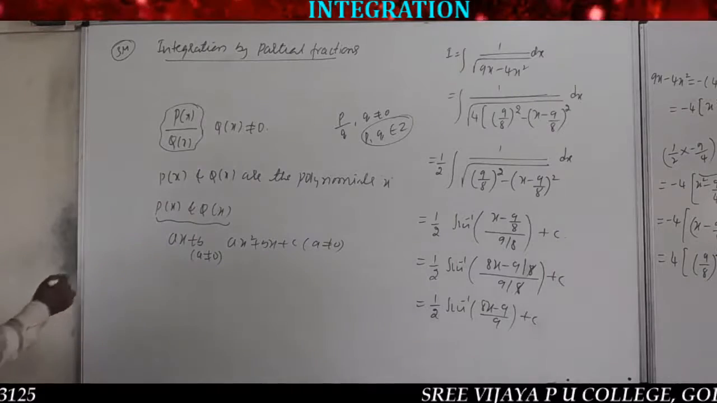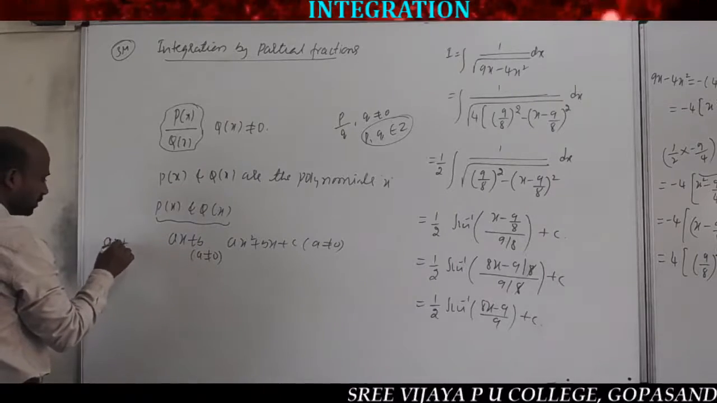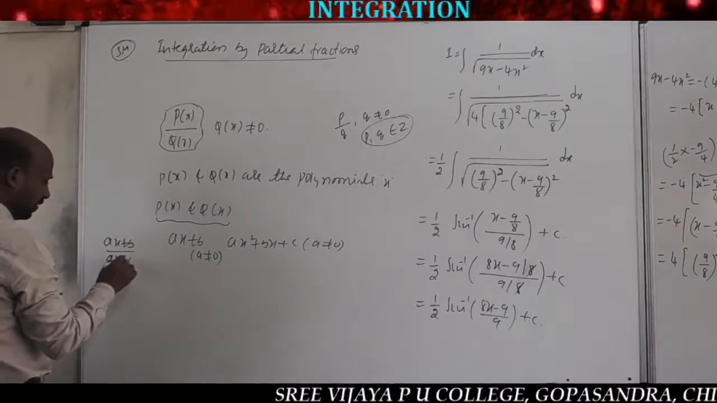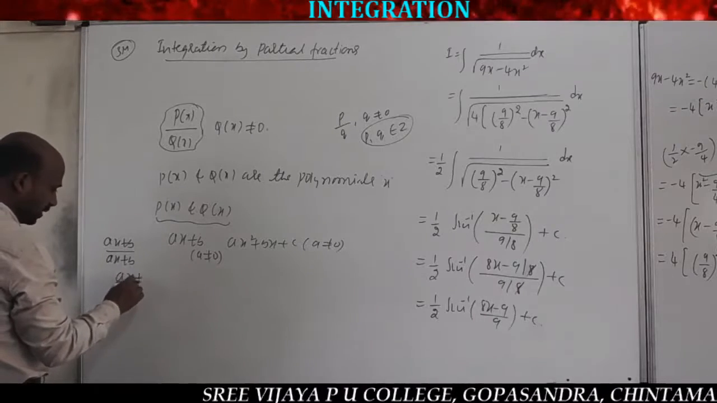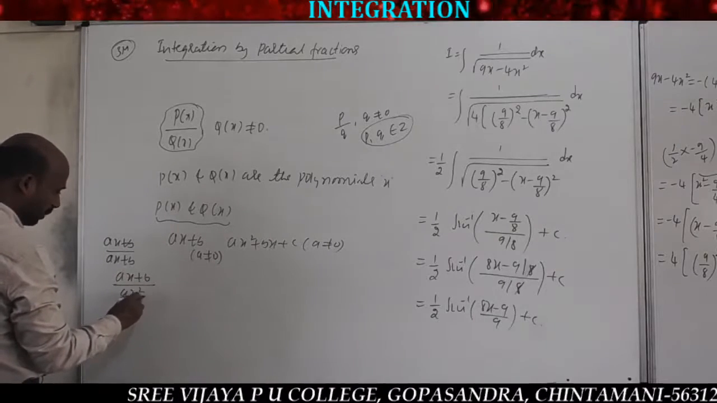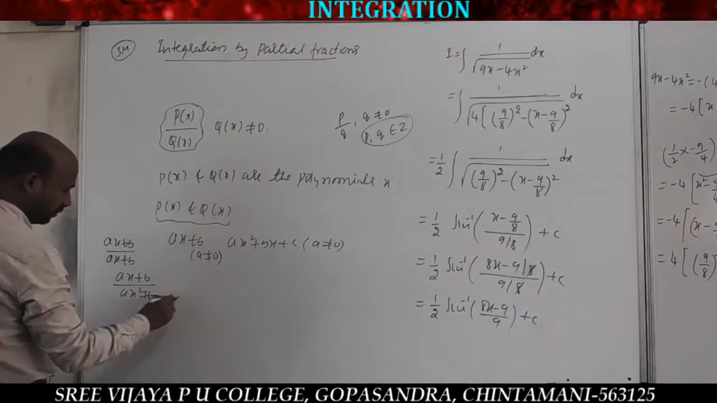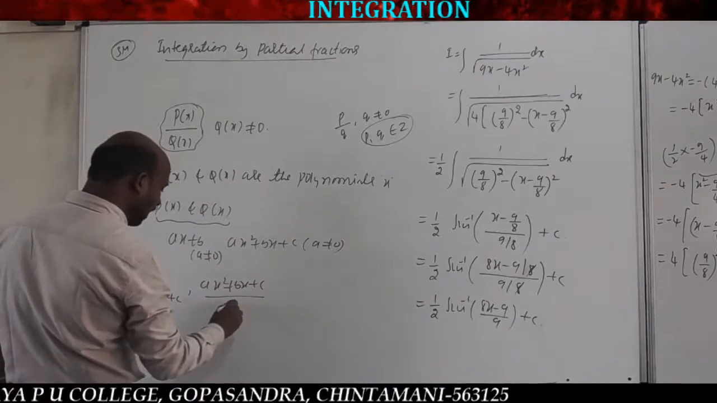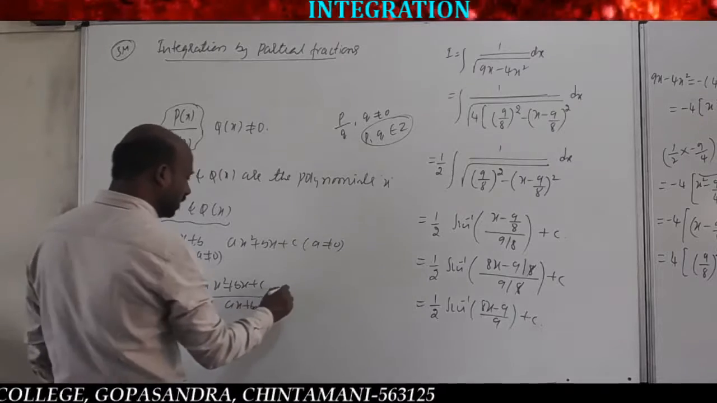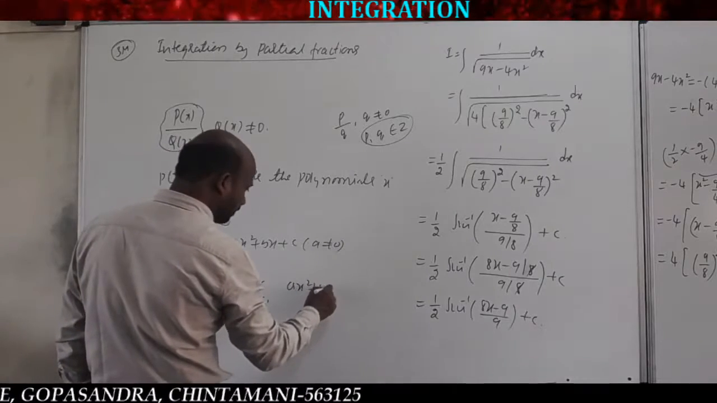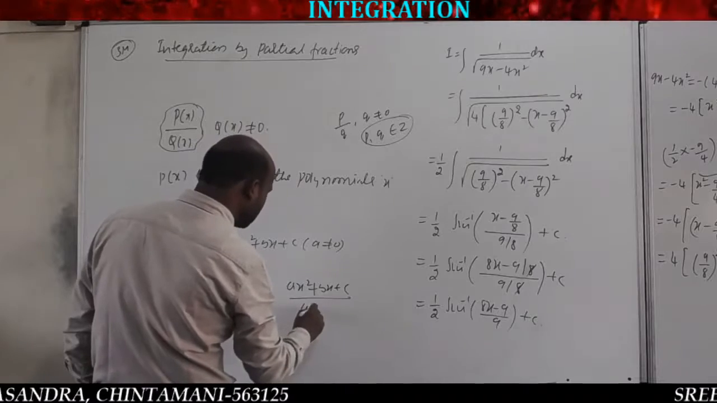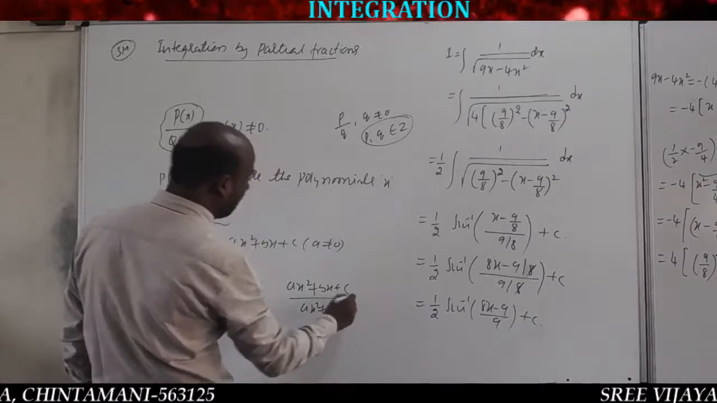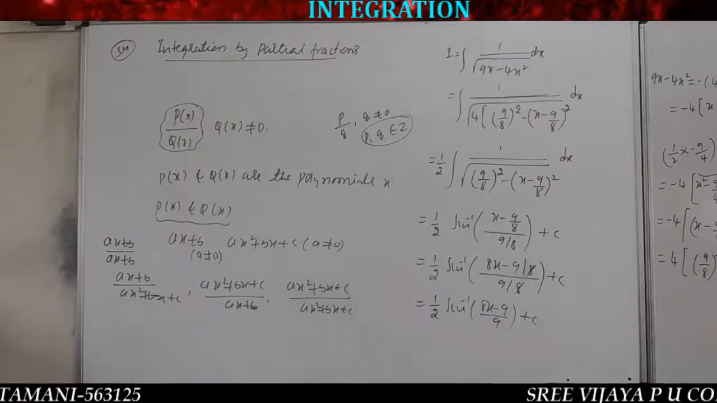ಅಂದ್ರೆ two options ಬರುತ್ತೆ, four options. ಅಂದ್ರೆ ax plus b by ax plus b ಫಾರ್ಮ್ ಅಲ್ಲಿ ಇರಬಹುದು, ax plus b divided by ax square plus bx plus c ಫಾರ್ಮ್ ಅಲ್ಲಿ ಇರಬಹುದು, ಅಥವಾ ax square plus bx plus c by ax plus b ಫಾರ್ಮ್ ಅಲ್ಲಿ ಇರಬಹುದು, or it may be ax square plus bx plus c by ax square plus bx plus c ಫಾರ್ಮ್ ಅಲ್ಲಿ ಇರಬಹುದು. ಪಾಲಿನಾಮಿಯಲ್ಸ್ ಇನ್ x ಅಂತ ಹೇಳಿ.